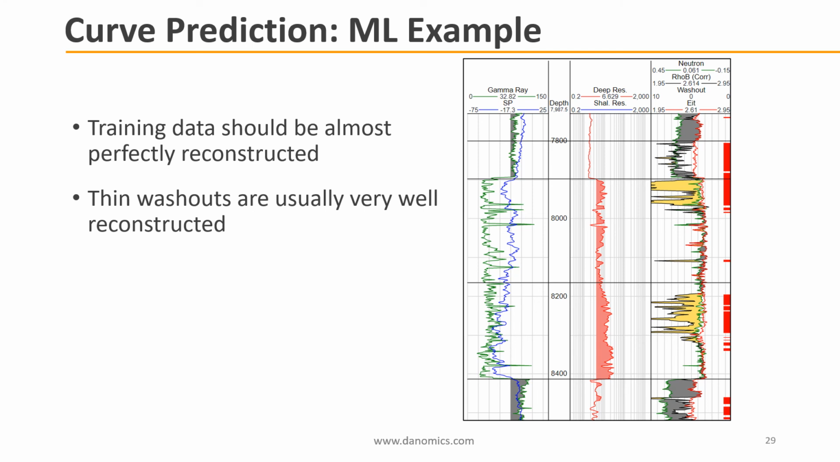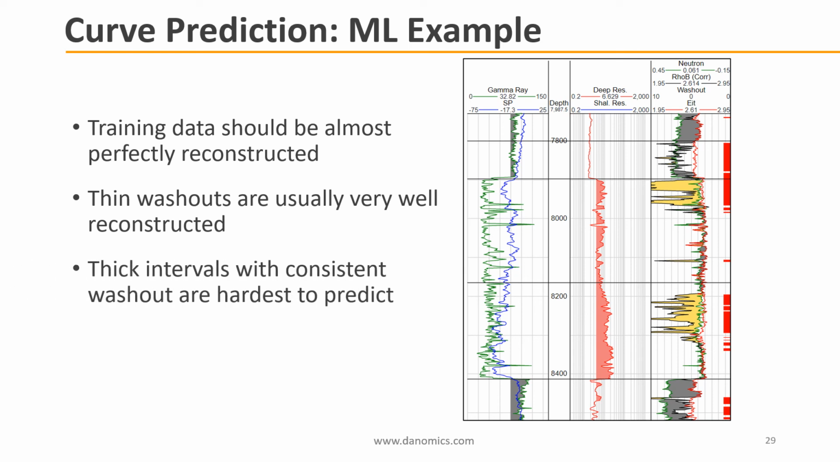Thin washouts usually get handled very well. And the thicker intervals of consistent washout are the ones that are hardest to predict. But if we have similar lithologies that aren't as affected, we should still see good washouts. So here we have large portions of the chalk that are washed out, but we also have areas with no washout that we can use to build that correlation for the machine learning model.